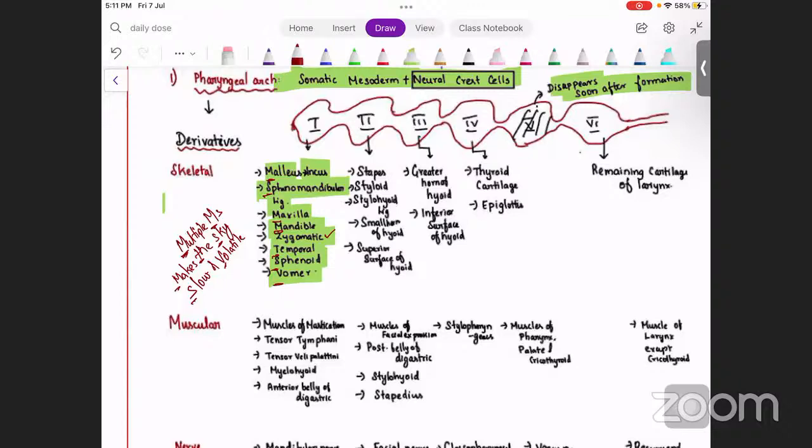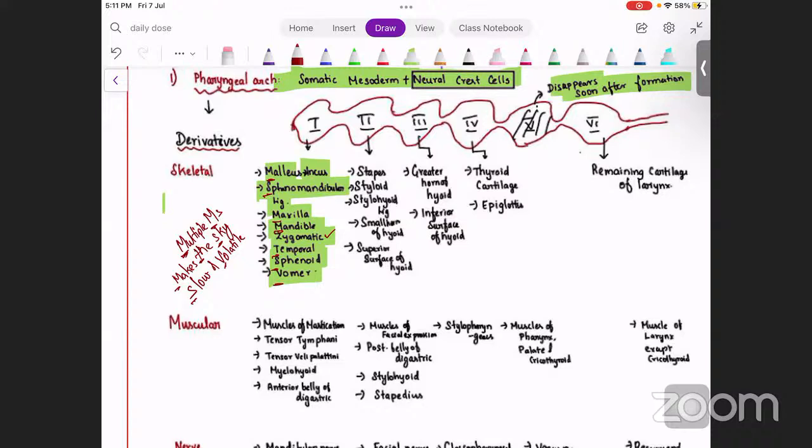So what are the skeletal derivatives of your pharyngeal arch 1? Multiple M's make the sky slow and volatile. That is malleus and incus, and then sphenomandibular ligament, maxilla, mandible, zygomatic, temporal, sphenoid, and vomer. Then what are the pharyngeal arch 2 derivatives?